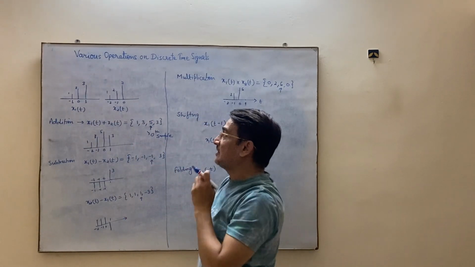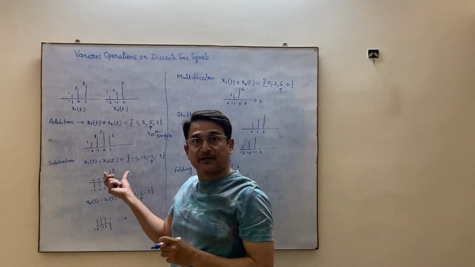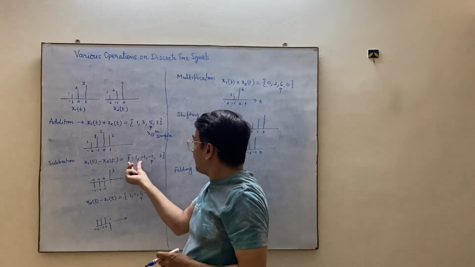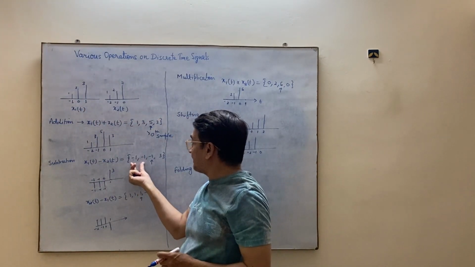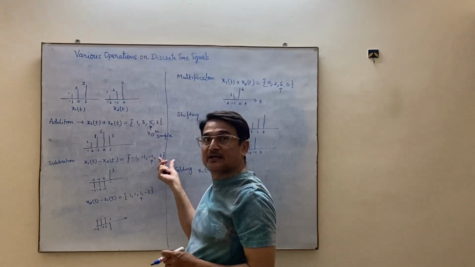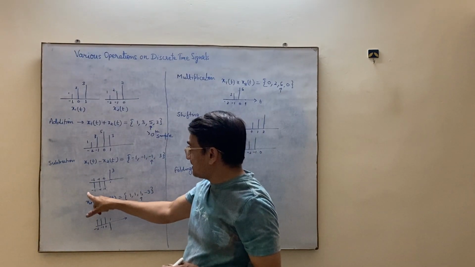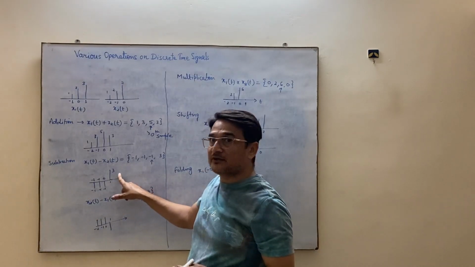So basically how am I subtracting? I am subtracting the corresponding samples. Accordingly I am getting the result as -1, -1, -1 and 3. Again this arrow indicates the zeroth sample. So this is -1, -1, -1 and 3.